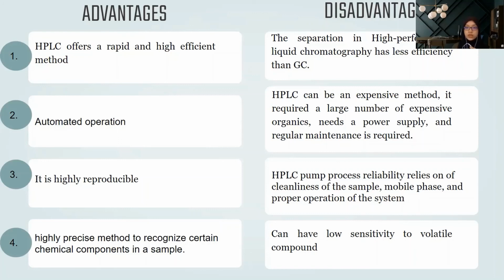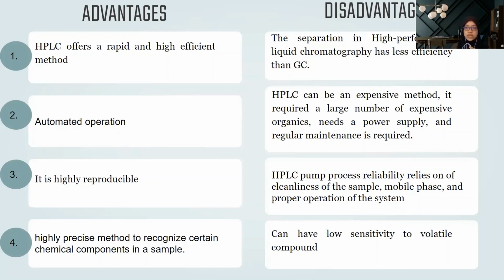Second is automated operation, and because it is largely automated, basic HPLC can be run with minimal training. Next, it is highly reproducible, and lastly, it is a highly precise method to recognize certain chemical components in a sample. In general, HPLC is versatile and extremely precise when it comes to identifying and quantifying chemical components. With many steps involved, the precision of HPLC is high and it delivers high resolution.